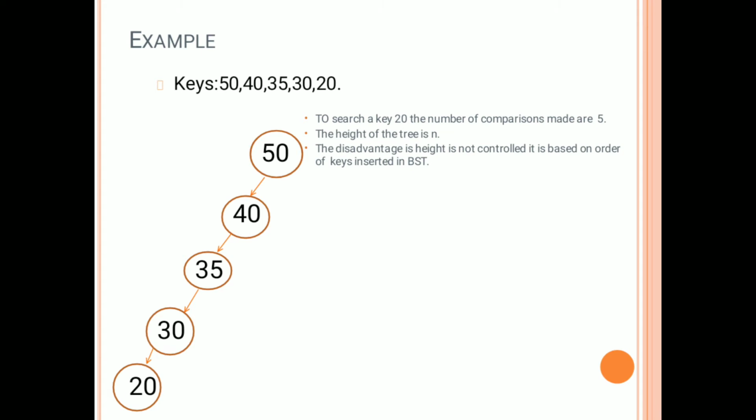According to the given order, 50 is inserted as the root node, and the next element is 40. 40 is inserted on the left side of 50 because 40 is less than 50, and 35 is also inserted on the left side of 40 because 35 is less than 50 and 35 is less than 40.